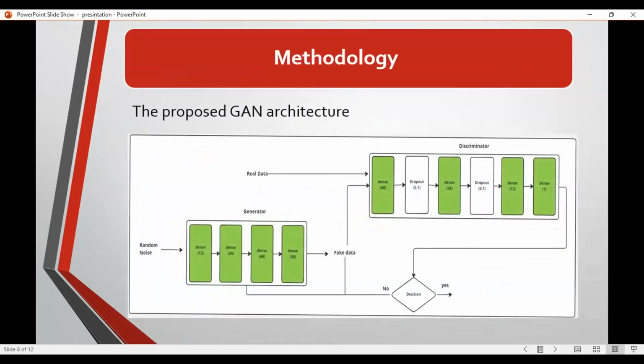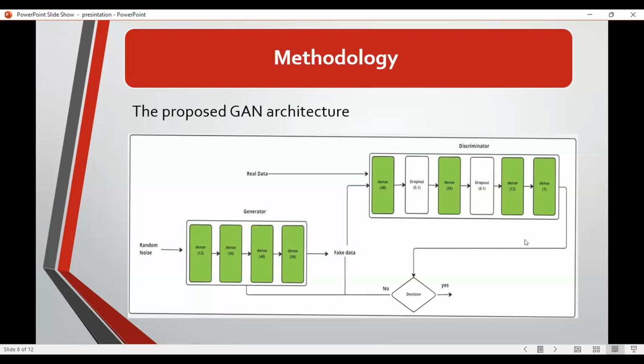This is the flowchart for the GAN architecture. The GAN algorithm is a type of unsupervised adversarial network designed to address generative modeling issues. It consists of 2 neural networks. The first one is the generator. It consists of 4 dense layers, and it's responsible for generating new data by taking random noise as input, and the output will be the fake data. It looks like the real data.